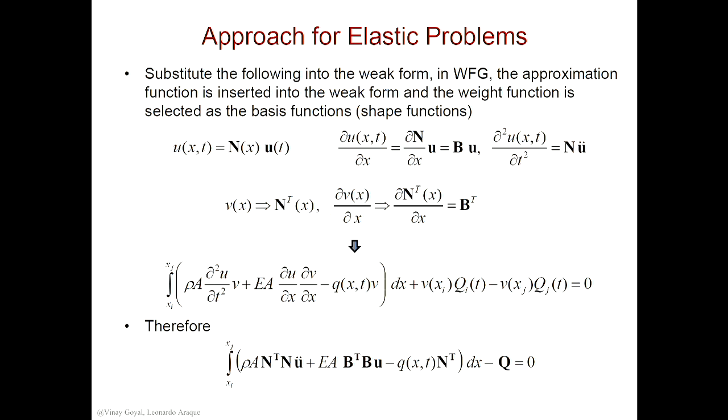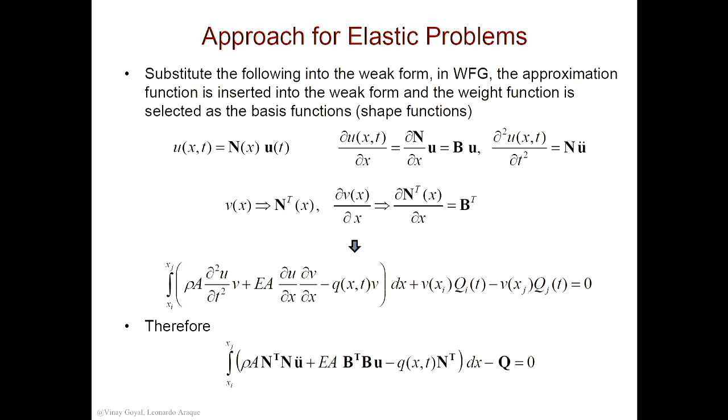So I'll start. u is a function of x, comma, t. And this is my approximation function, don't you agree? Because these are the shape functions, and these are the nodal unknowns. You agree that that's my approximation function? I also realize I have to take the derivative of u with respect to x. The only thing as a function of x is N, so it is the derivative of N bold with respect to x, times u, okay? Just that. And so this becomes B bold right here, and that's u bold.